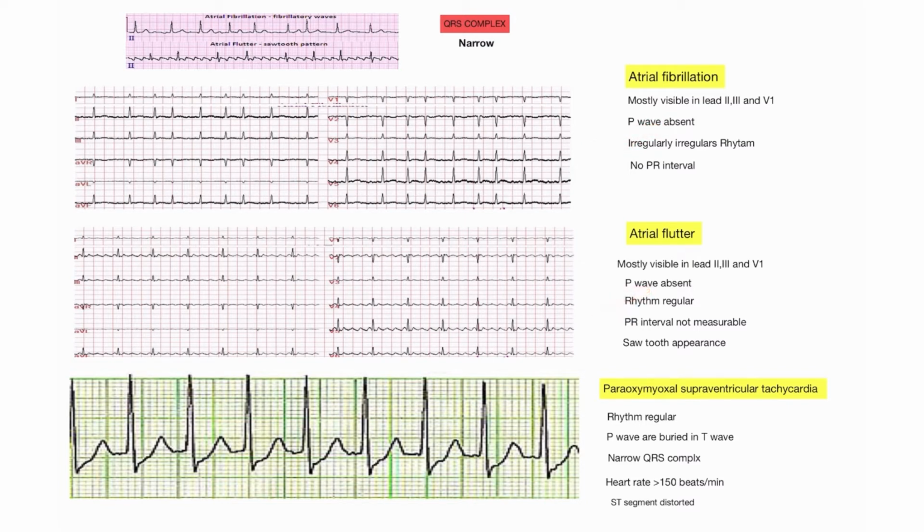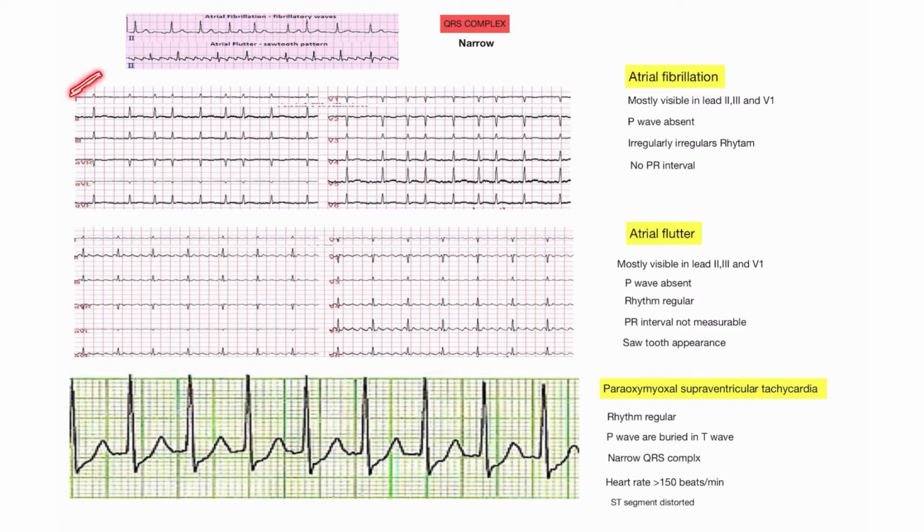In atrial fibrillation, there is no PR interval; you will not count the PR interval. In atrial flutter the PR interval is present, but we can't measure it because it is very short.